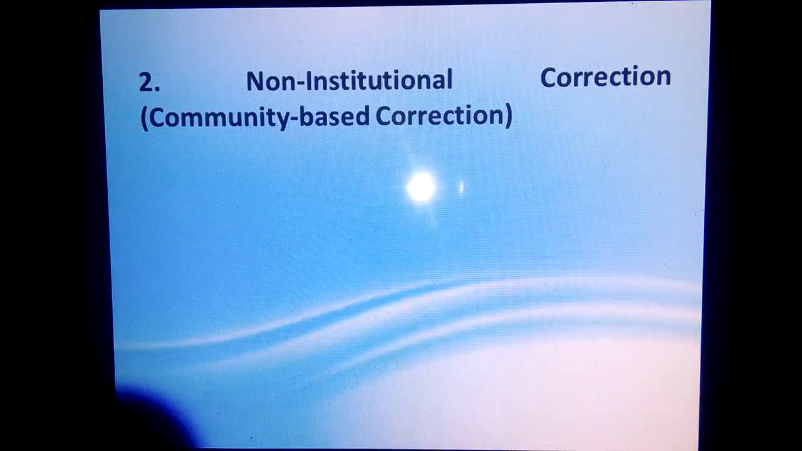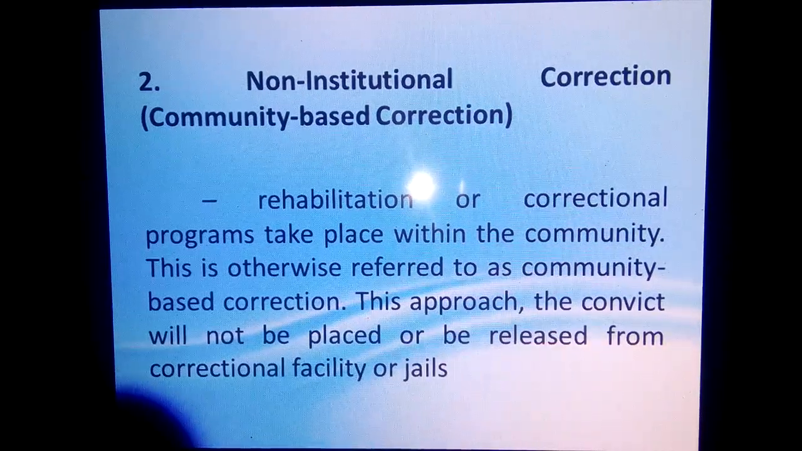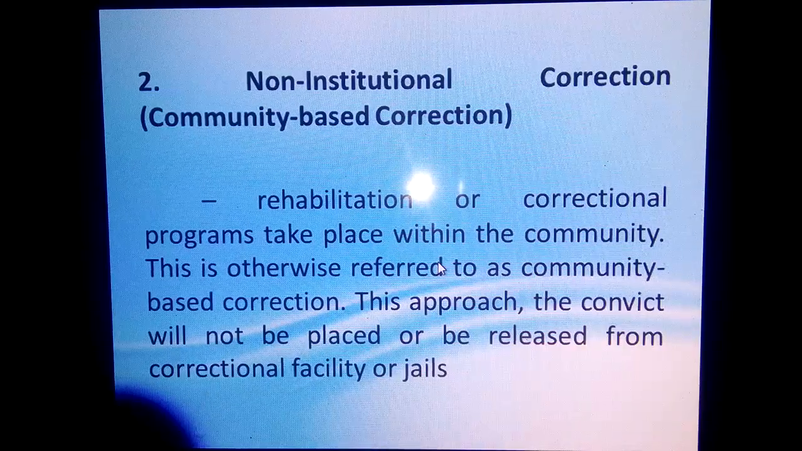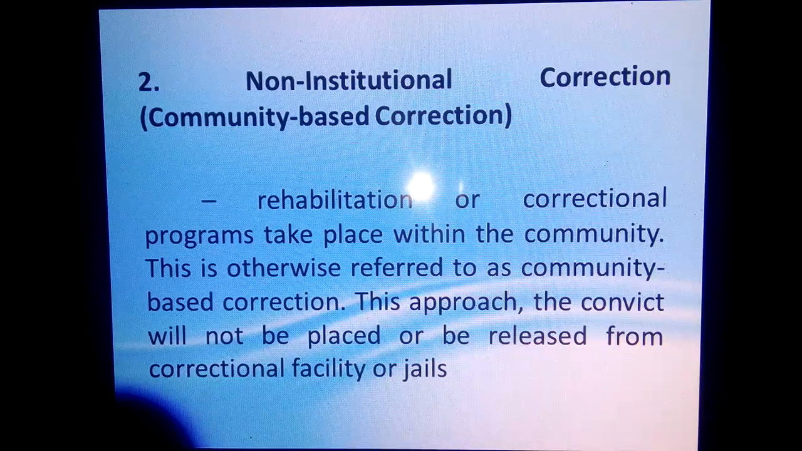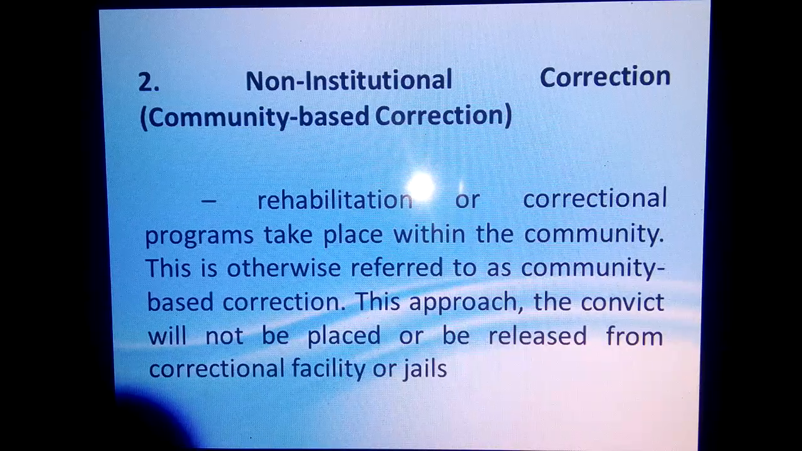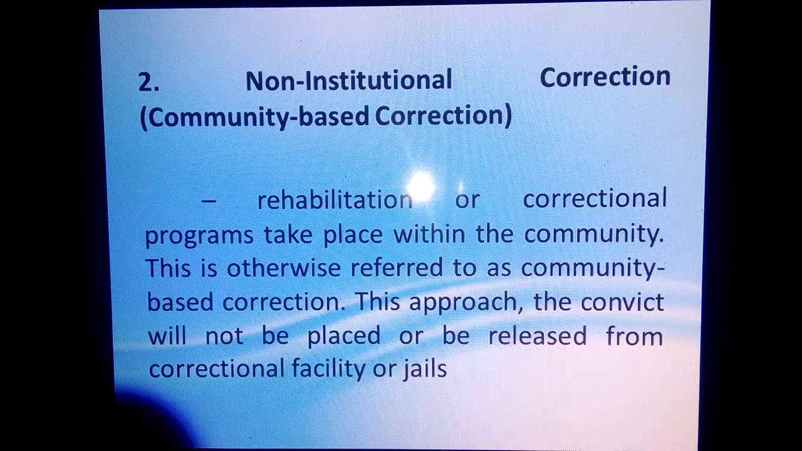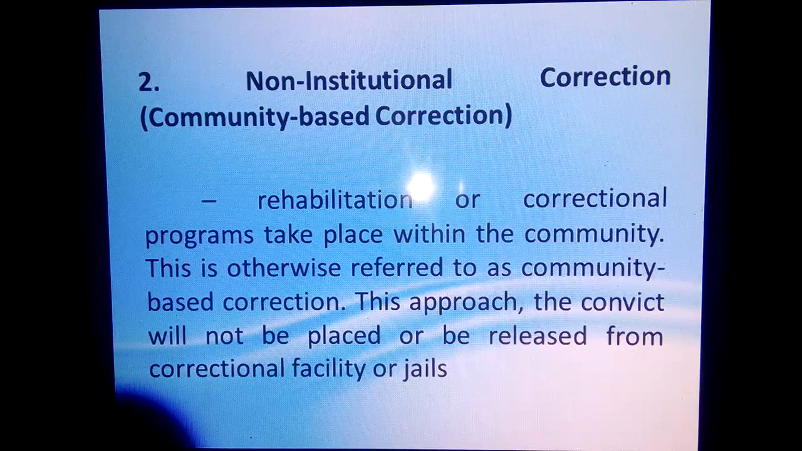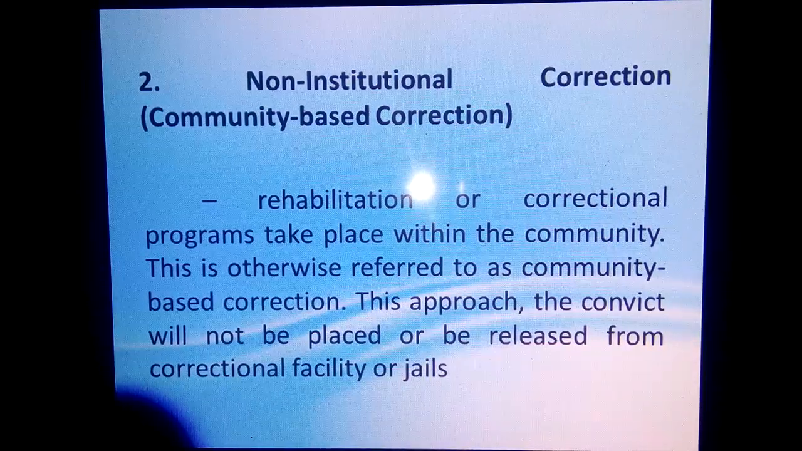Next, we have non-institutional correction. So, I've discussed this already, that it is a rehabilitation or correctional program that takes place within the community. Okay, so ang kaibahan lang, ang maganda lang dito sa non-institutional correction ay they are going to serve their sentence kasama yung komunidad na kung saan the community will help in terms of boosting the morale of those convicted individuals and somehow serve as a support mechanism for them to be lifted up and for them to emit more positive vibration in their journey of life. So this is otherwise referred to as community-based correction.